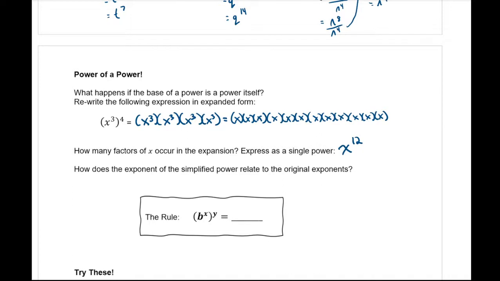Now I want to think about, again, how does this exponent relate to these two exponents?